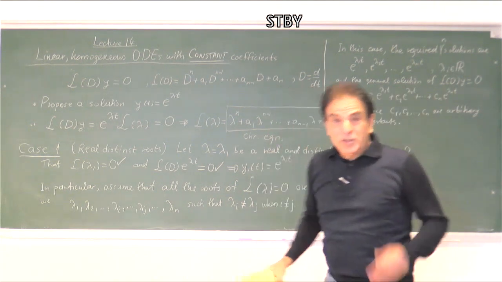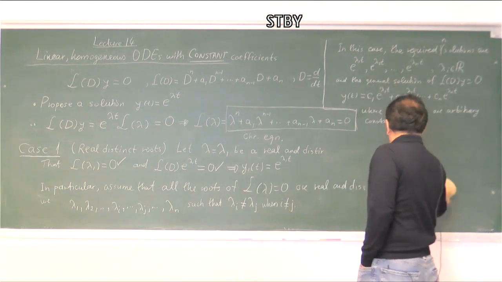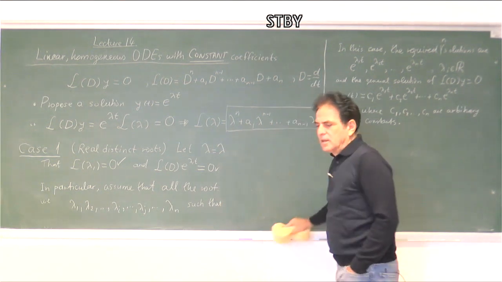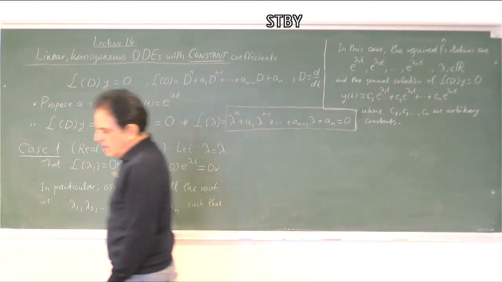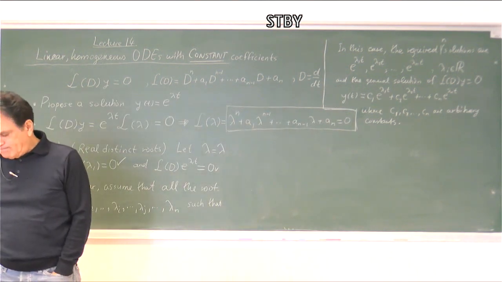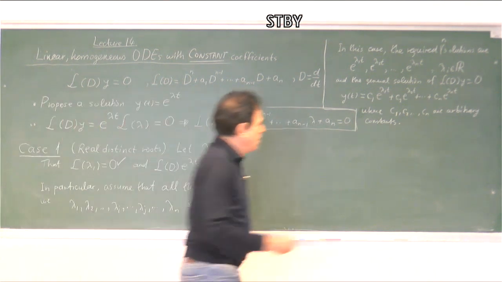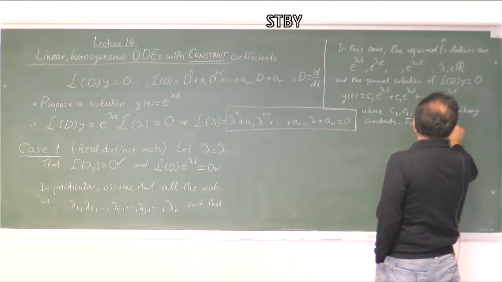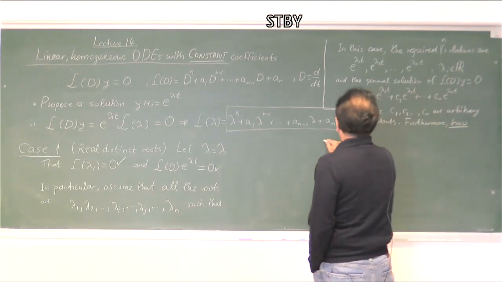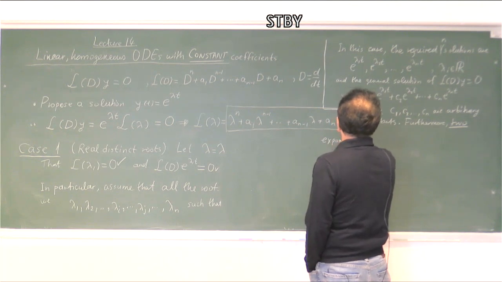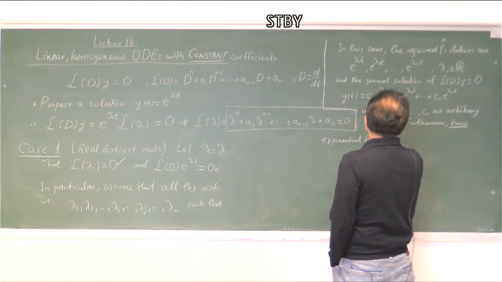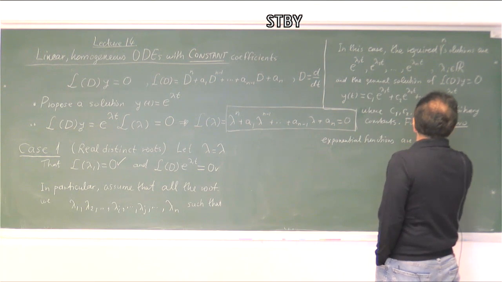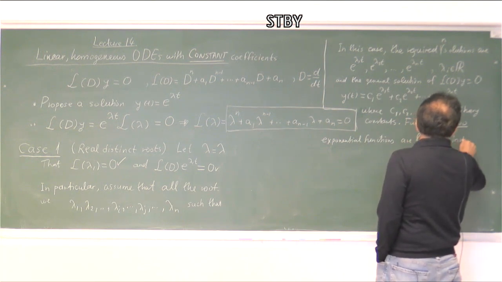Furthermore, it is possible to see that such solutions are linearly independent. So look, furthermore, two exponential functions are linearly independent.